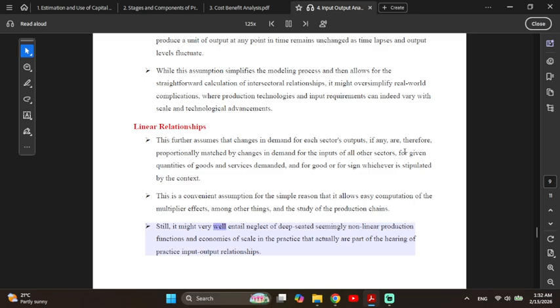Still, it might very well entail neglect of deep-seated, seemingly nonlinear production functions and economies of scale in practice that actually are part of real-world input-output relationships.